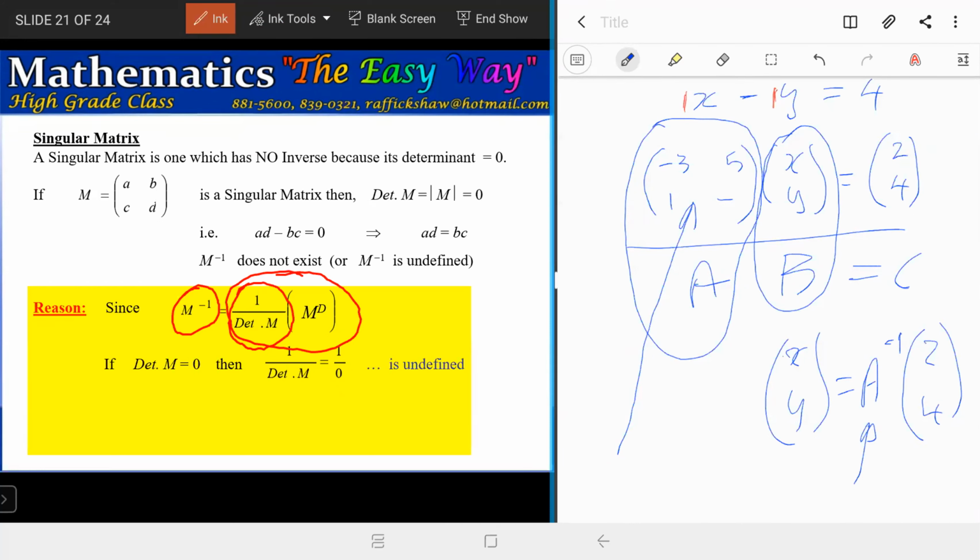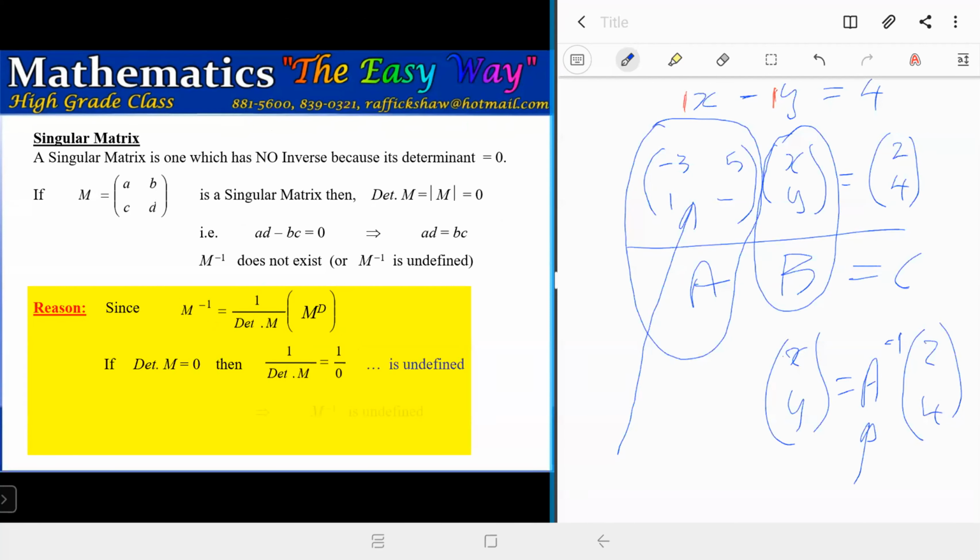It would not be real. It would not exist. It would be undefined. And that's why we say it has no inverse, because you cannot calculate 1 over 0. So when the determinant is 0, you can't do this part of the calculation in calculating the inverse matrix, and that is why it is undefined. All right, that is it. Anybody understand that? That is why M to the minus 1 is undefined and does not exist.